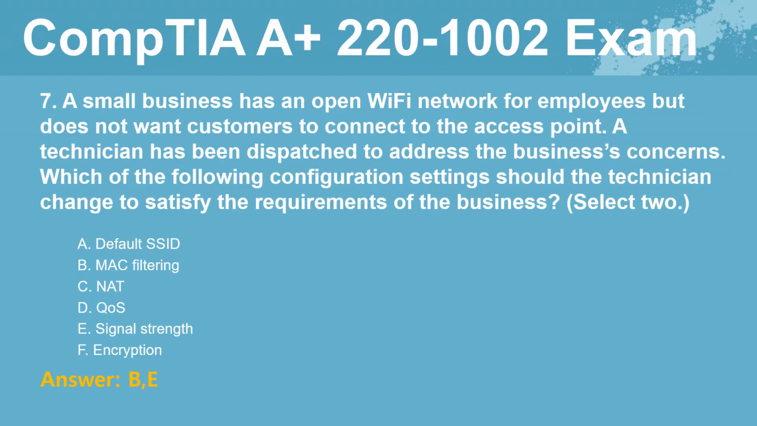7. A small business has an open Wi-Fi network for employees but does not want customers to connect to the access point. A technician has been dispatched to address the business's concerns. Which of the following configuration settings should the technician change to satisfy the requirements of the business? Select 2. A. Default SSID. B. MAC filtering. C. NAT. D. QoS. E. Signal strength. F. Encryption. Answer, B, E.